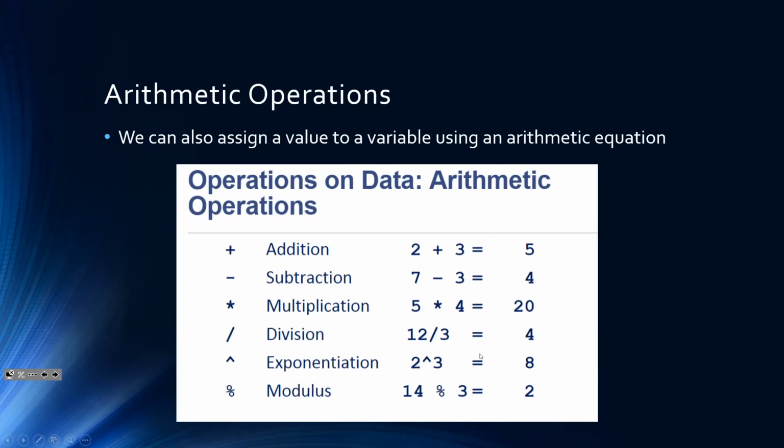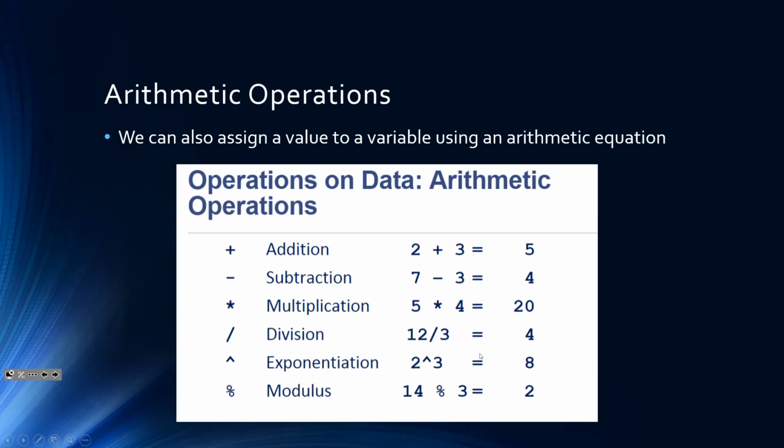Multiplication is always an asterisk. Regular division is slash. Exponentiation is the little hat caret symbol. It's your shift 6. Find it on your keyboard so you know where it is. So this formula is 2 to the power of 3. So that caret symbol does exponentiation. And then modulus is the percent sign.